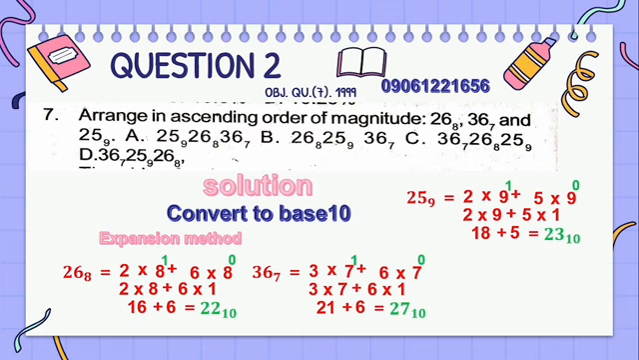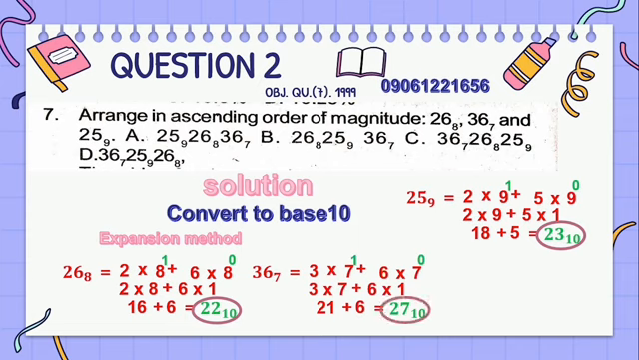Now what is the next thing? The next thing you have to do is find the smallest number here. We have 22, we have 23, we have 27. The smallest is 22. That is the first, because the question says you arrange this in ascending order. So we start from the smallest number to the highest number, and the smallest is 22. The next number is 23 base 10, and the last number is 27 base 10.